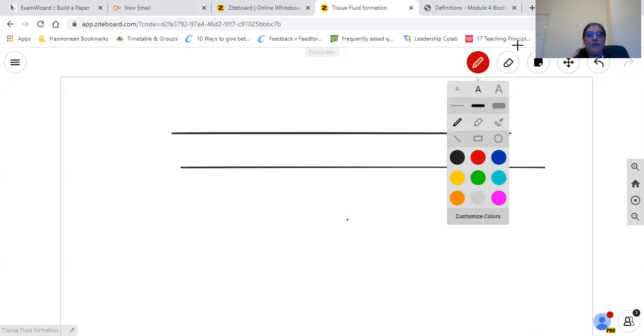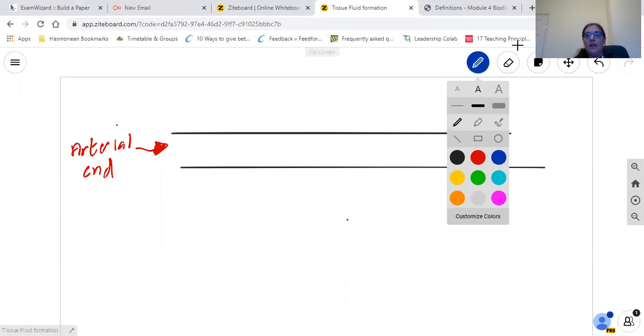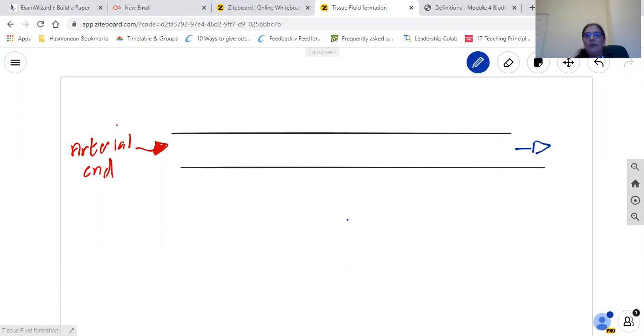and we have the arterial end over here, so that's coming from the arteries. Here we're looking obviously at a capillary, but we're looking at the arterial end of our capillary. And then the other end we'll call our venous end.